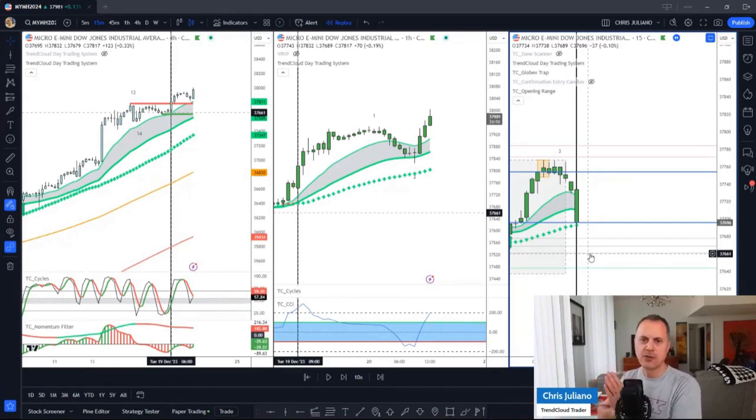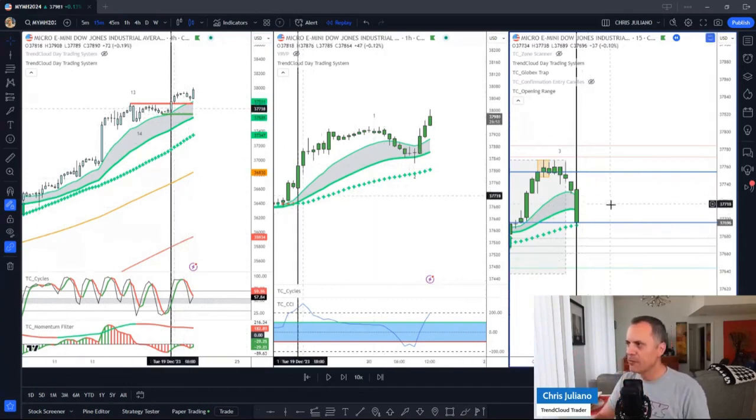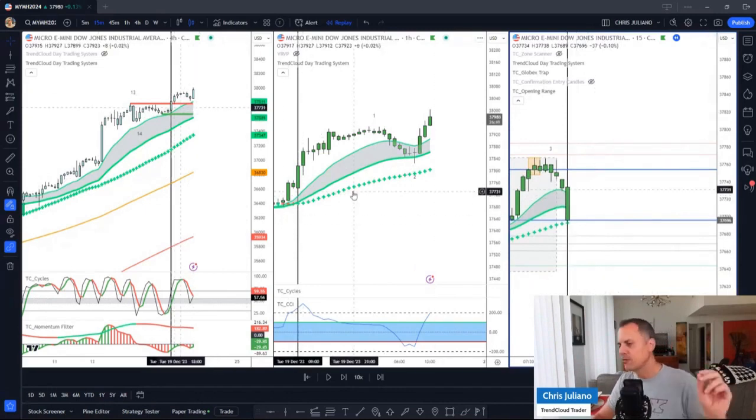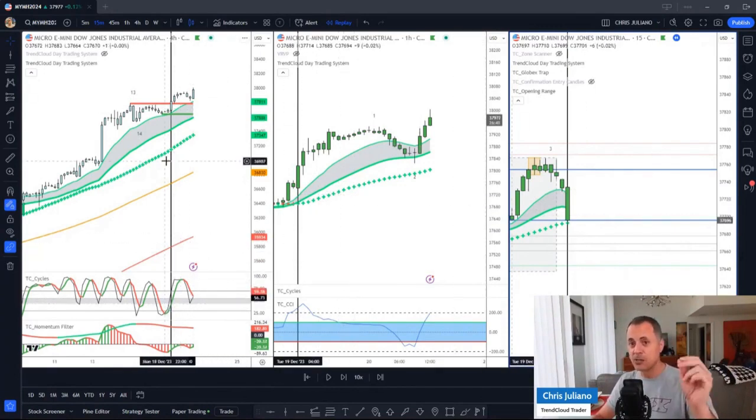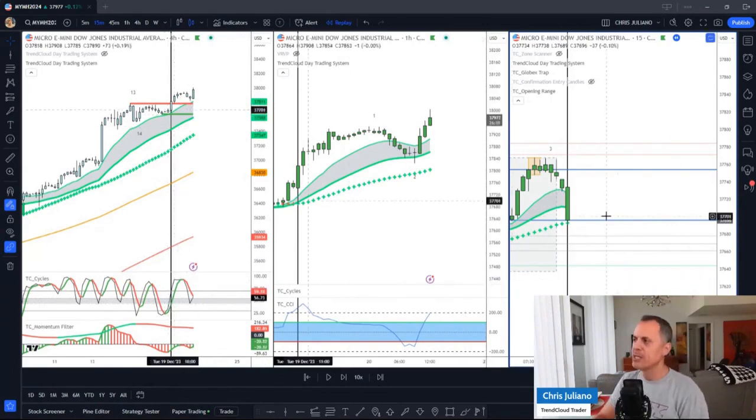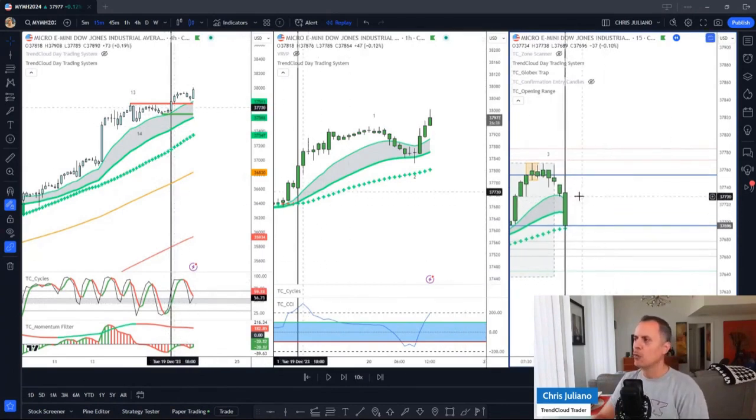All 6 of those elements are encompassed inside of the trend cloud system. So right here, we've got the opening range breakout. We know we've got momentum and trend to the upside across multiple time frames. We're impulsing up because we're in this impulse phase. So what do we do? We definitely want to take this long. We can take the retest of the opening range.